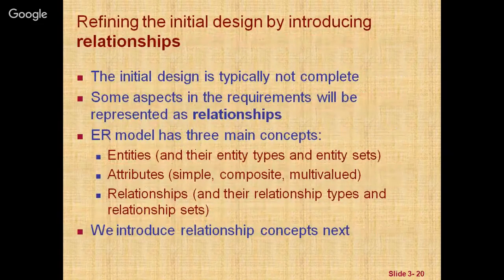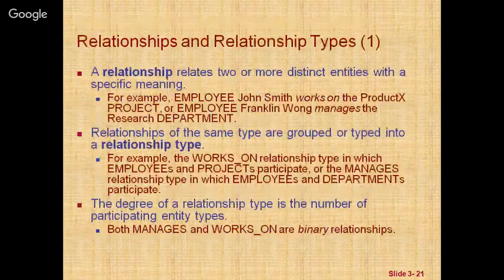So the ER model has three main concepts: entities, attributes, relationships. So a relationship relates two or more distinct entities with a specific meaning. For example, here the employee John Smith works on the product X project, or employee Franklin manages the research department.